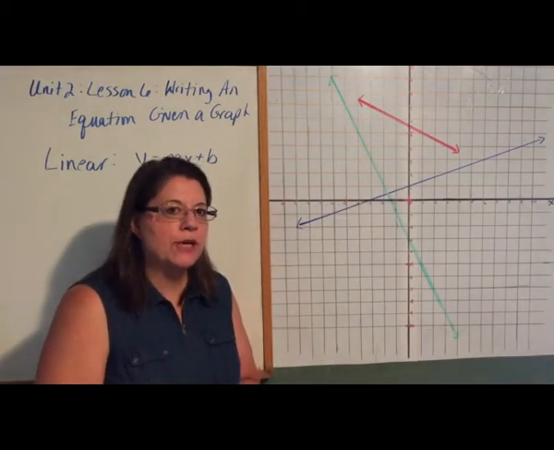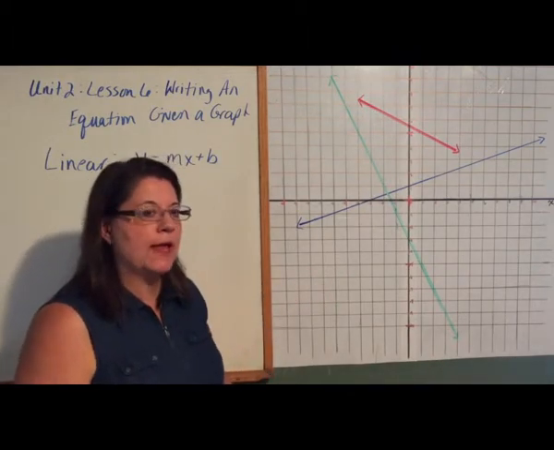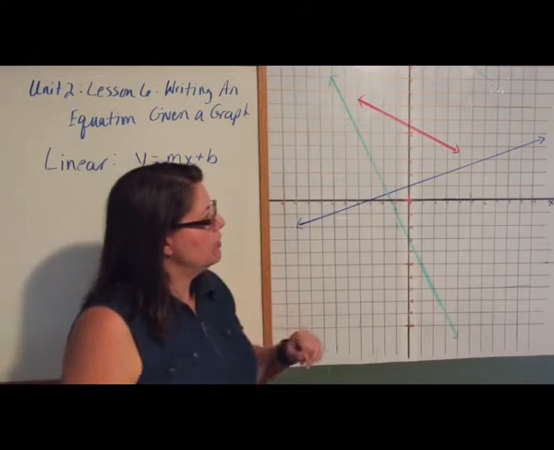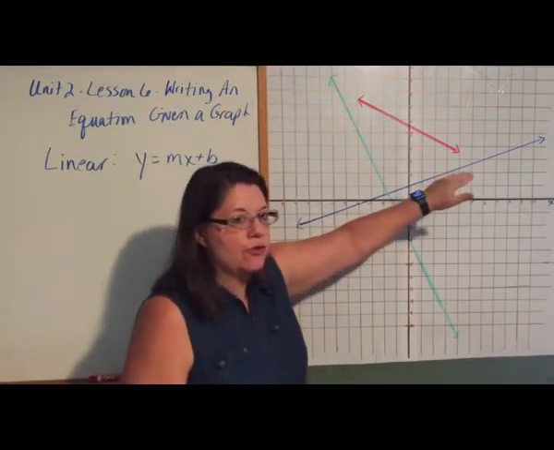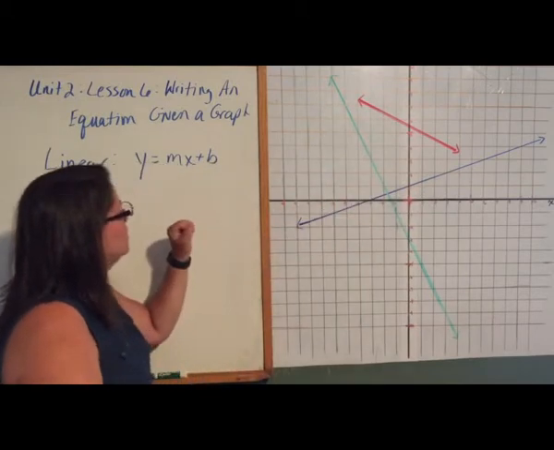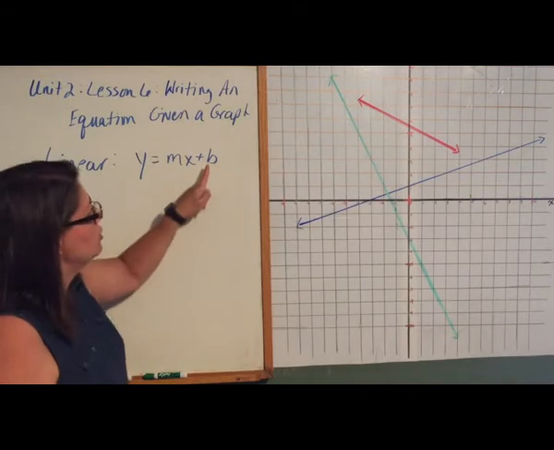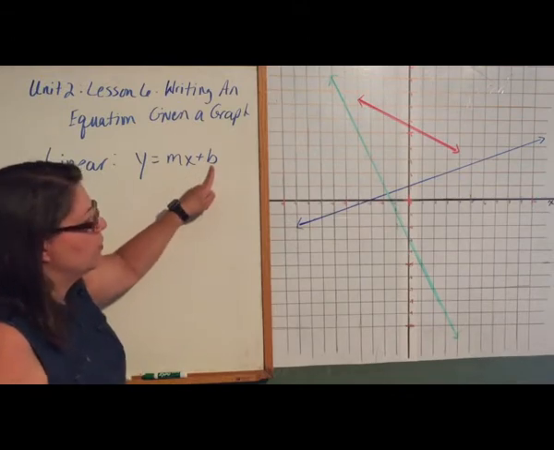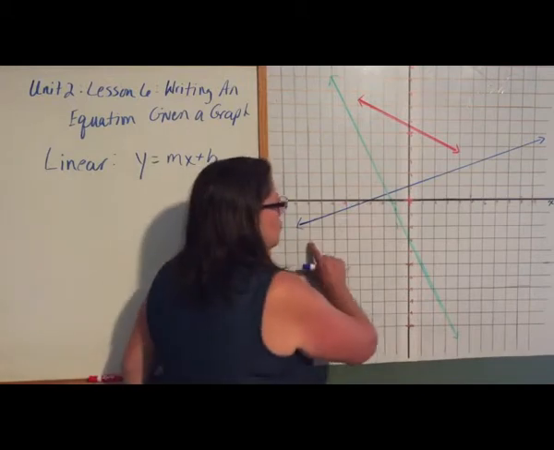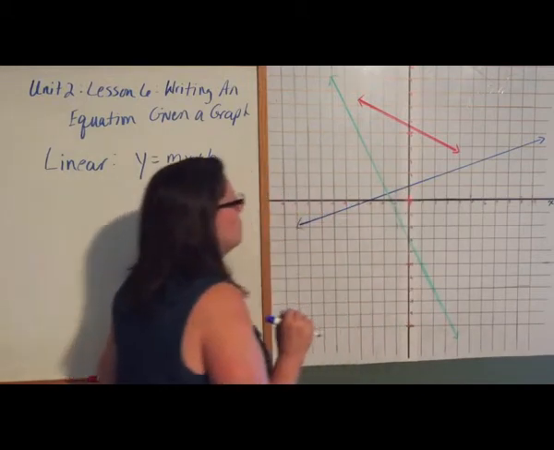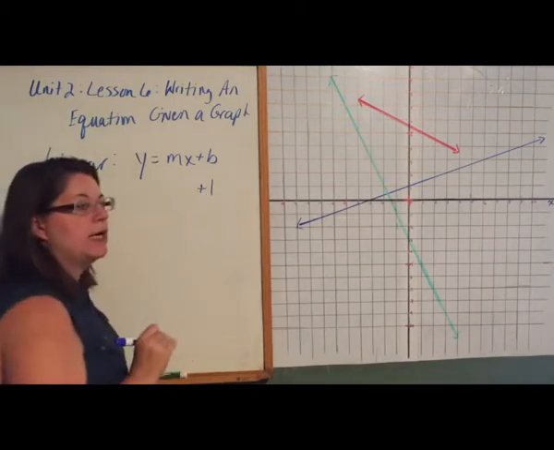I've put three different lines on my graph, and we're going to find the slope-intercept form for each of these lines. I've got them color-coded so that you can see which one we're working with. I'm going to work with the blue line first. So if my linear equation is y equals mx plus b, the first thing I'm going to do is find b, where it crosses the y-axis. If you look at that blue line, it's crossing at 1. So my y-intercept is 1. So I can just go ahead and put a plus 1 here.